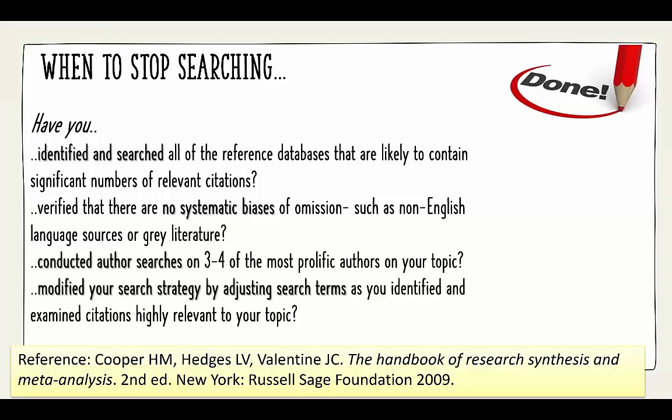Do you not have any systematic biases like non-English and things like that? Of course, sometimes my team still wants to limit to English. Have you looked at those prolific authors on your topic? And to me, this gets to that contacting organizations issue. And then did you modify your search strategy based on any of those things?